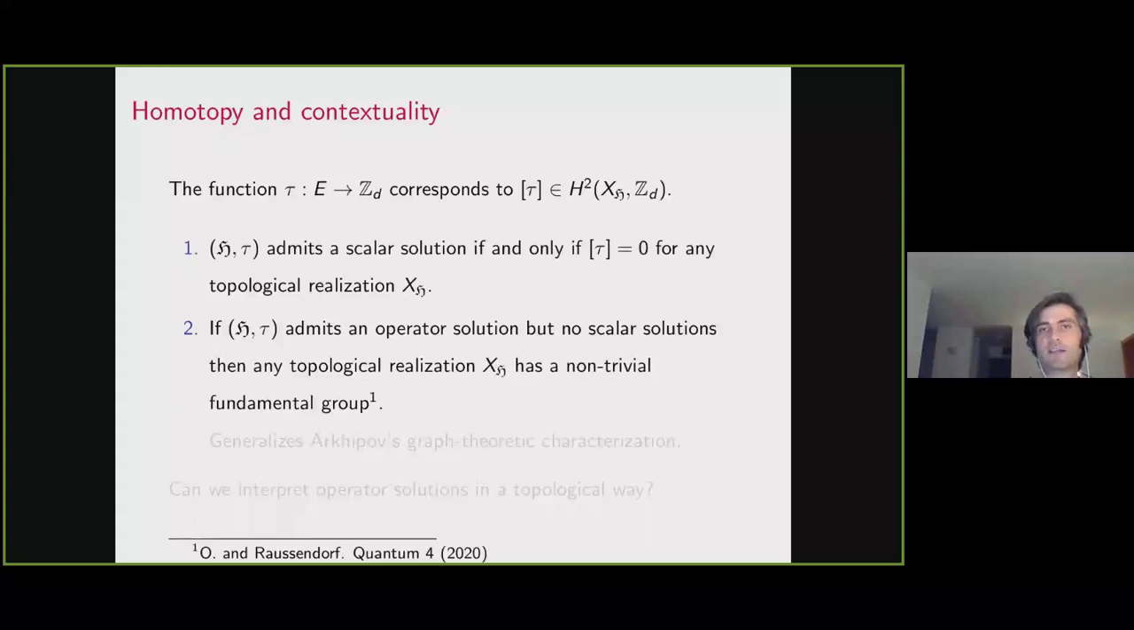Digging further, one can show that an operator solution exists, but no scalar solution exists. If an operator solution exists, but no scalar solution exists, meaning that we have a contextual linear system, then any topological realization is supposed to have a non-trivial fundamental group. So this is already observed in the torus example.